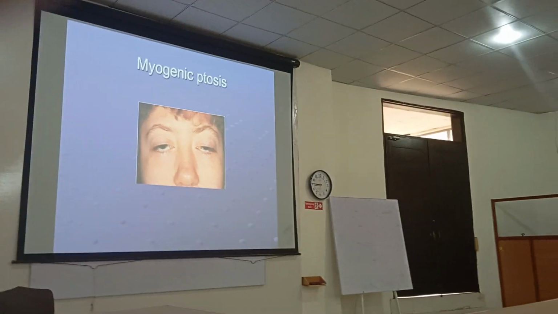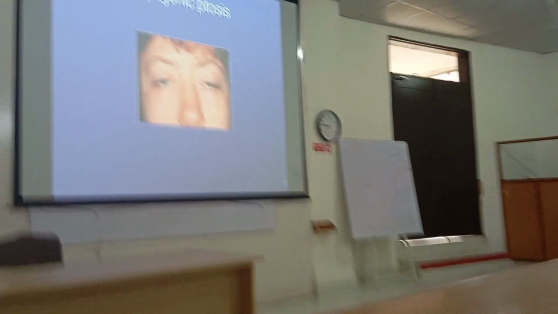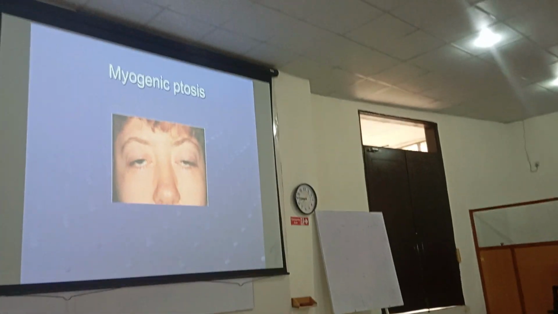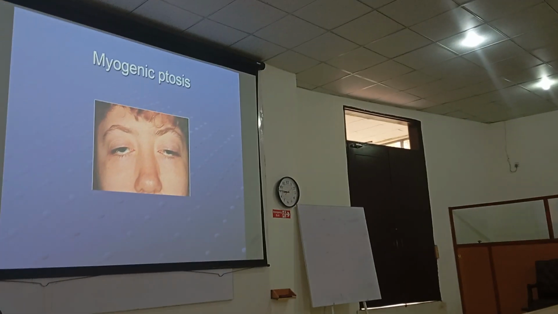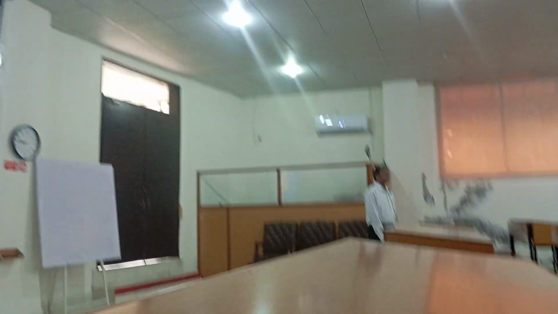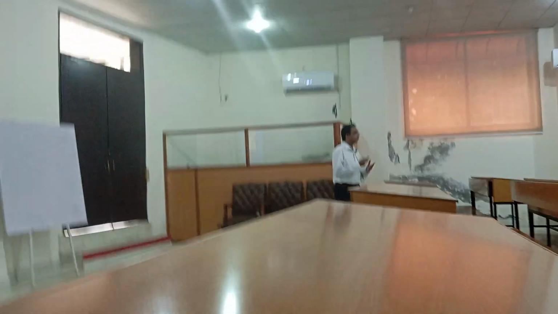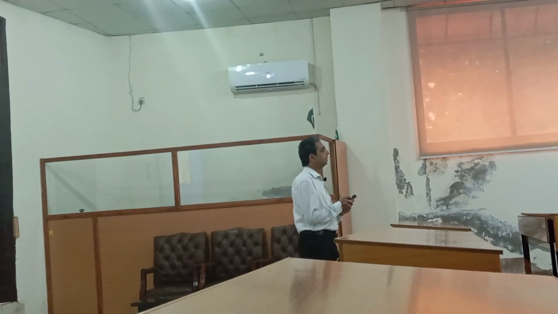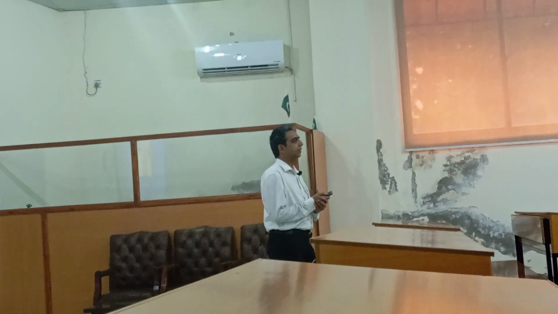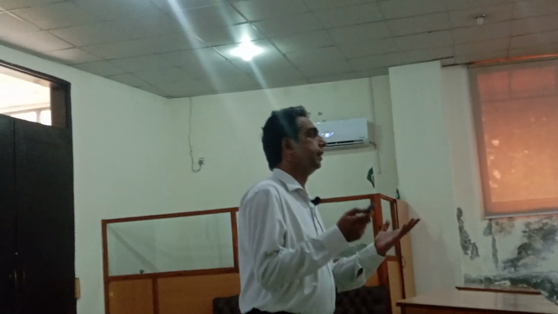Now, this is myogenic ptosis, simple myogenic congenital ptosis. It is simply because of a developmental anomaly of the muscle. Like in the previous case, we saw the abnormality in the development of the third nerve. In this case, there is an abnormality of the muscle.